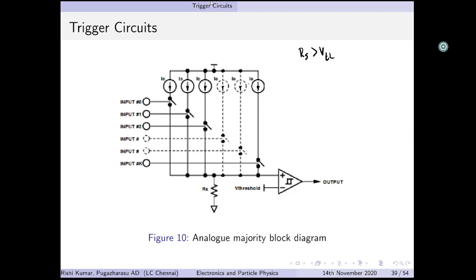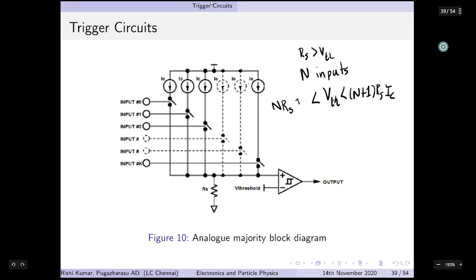And if you have a majority of, let's say, n inputs, you can write it as follows. So VTH must lie between (n plus 1) times RSIC, where IC is just the input current, and it must be greater than n times RSIC.